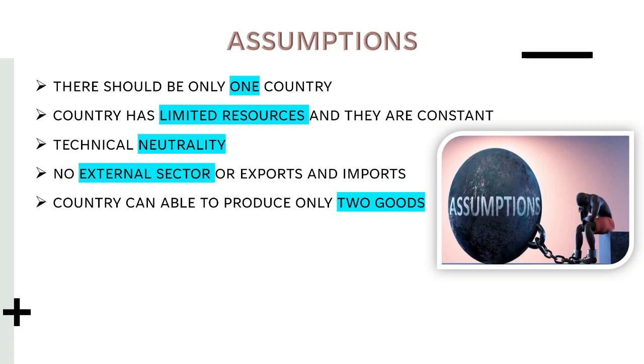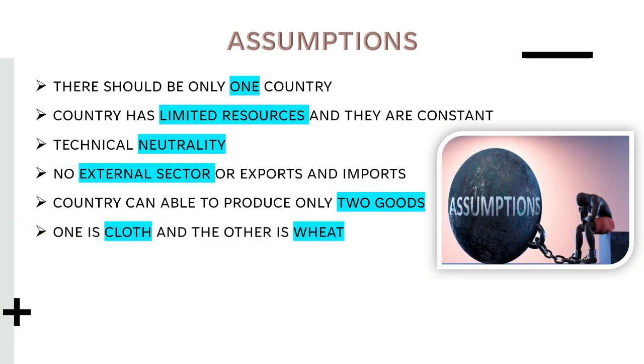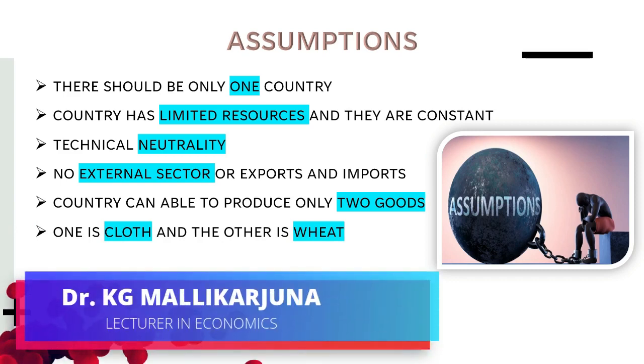The country can produce only two goods. With available resources, the country can actually produce different types of commodities. But while explaining the production possibility curve, we are assuming that the country is able to produce only two goods. And the two goods are, the first one is cloth and the second one is wheat.